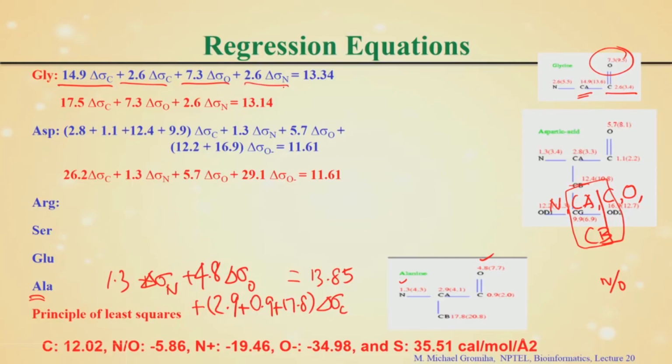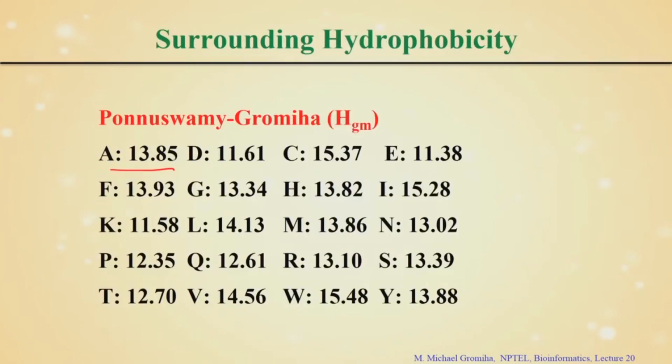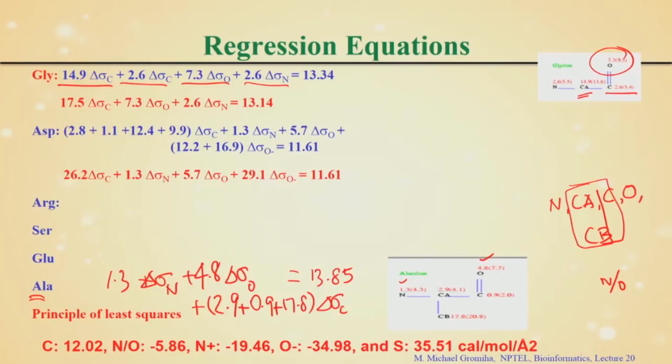What is the value for the glycine? We get the value here, glycine equal to 13.34. So, in this case it is equated to 13.34. Likewise, you can do this for all the 20 different amino acid residues. If we take the glycine, you have the data only for delta sigma C and delta sigma N or O, so it is only 2 variables and you get the equation. Likewise, for alanine you get 2 variables.